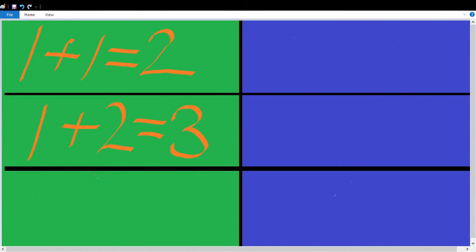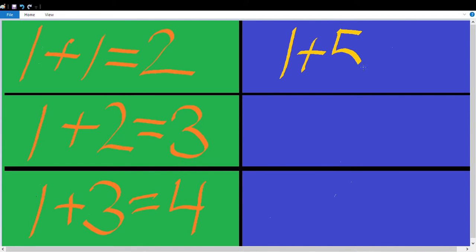Do you know what 1 plus 3 equals? 1 plus 3 equals 4. Okay, let's change the color. All right. Do you know what 1 plus 5 equals? 1 plus 5 equals 6.